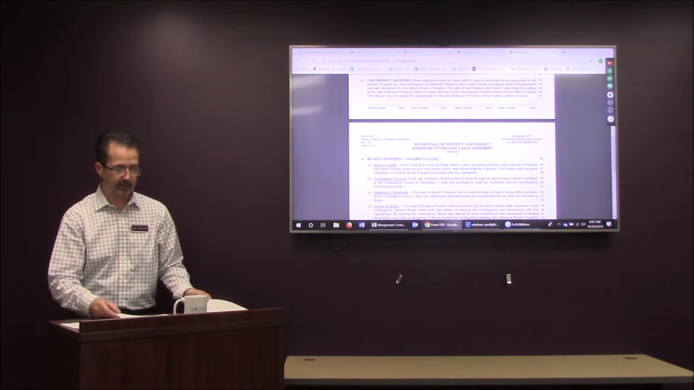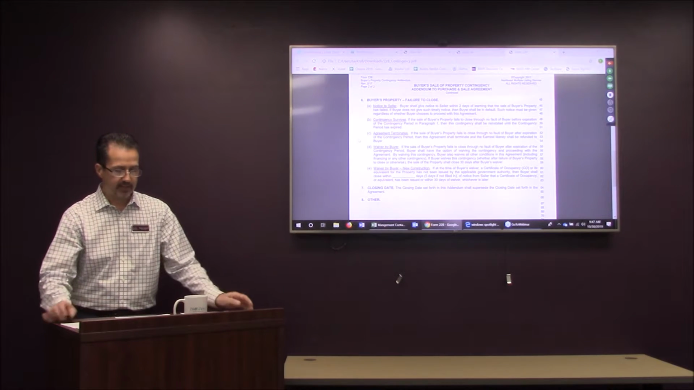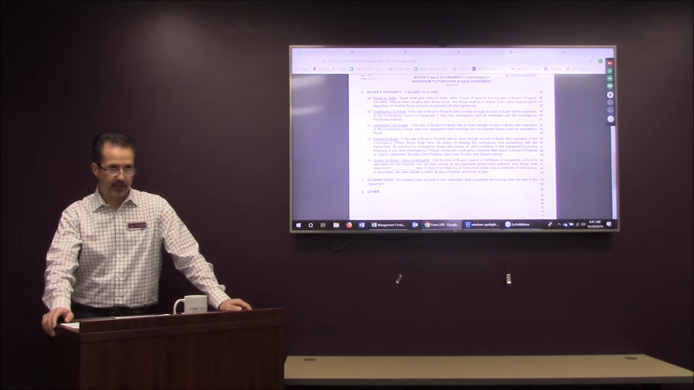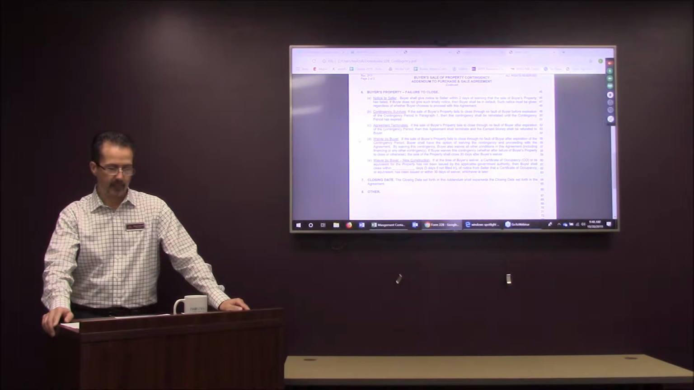Next page, section 6. Notice to seller. Okay, buyer shall give notice to seller within 2 days, highlight or underline 2 days, of learning that the sale of buyer's property has failed. If buyer does not give such timely notice, then buyer shall be in default. Please highlight or underline buyer shall be in default. Such notice must be given regardless of whether buyer chooses to proceed with this agreement. Okay. Buyer's notice, that will be on Form 90K. So in the side of Section A, please write 90K.